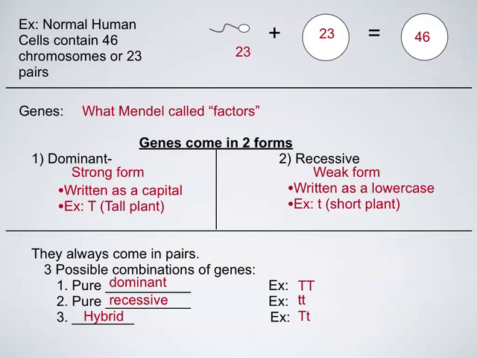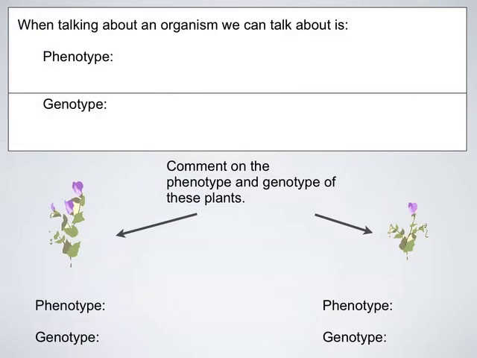So let me ask you this. This pea plant, this pure dominant, would it be tall or short? Tall. How about little t, little t? Short. How about big T, little t? Tall. Tall is the dominant version. Therefore, it's going to be tall. It sort of covers up the recessive version. As long as the plant has one of the dominant genes, that's what's going to show through.